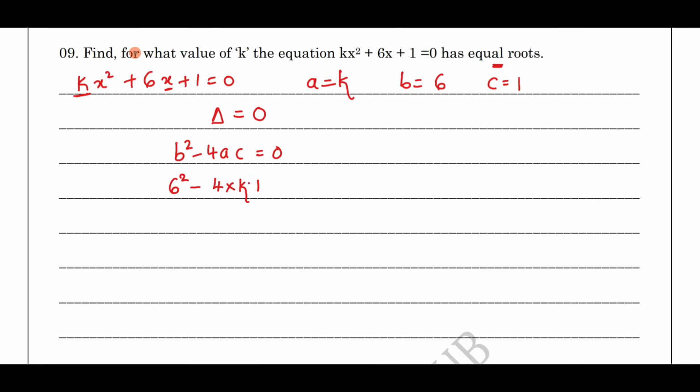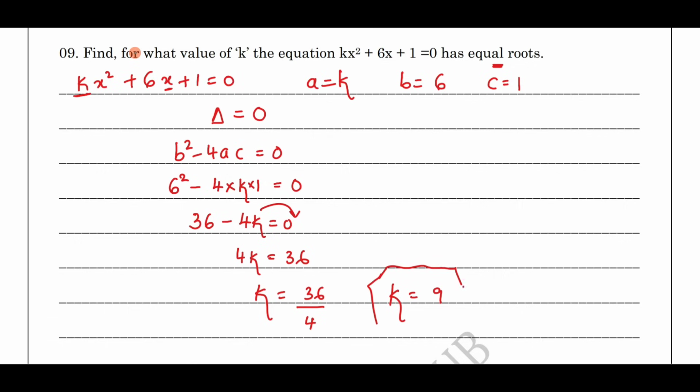6 square minus 4 into a, which is k, into c, which is 1, equals 0. 6 square is 36, minus 4 into k is 4k, into 1 is 4k, equals 0. So taking 4k to the RHS you get 4k equals 36. k equals 36 by 4. You get k equals 9. Very simple question for 2 marks.